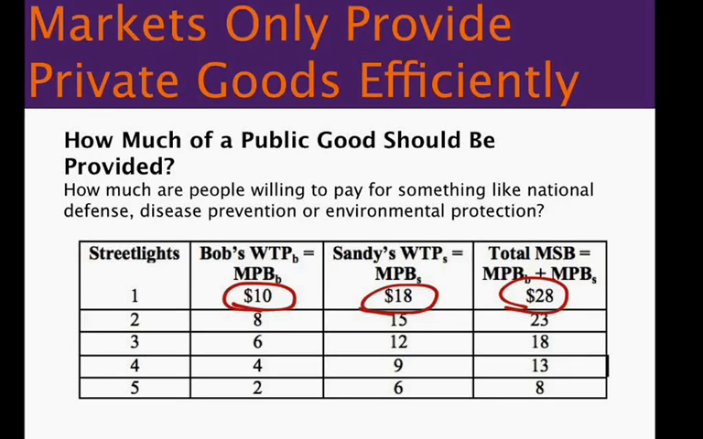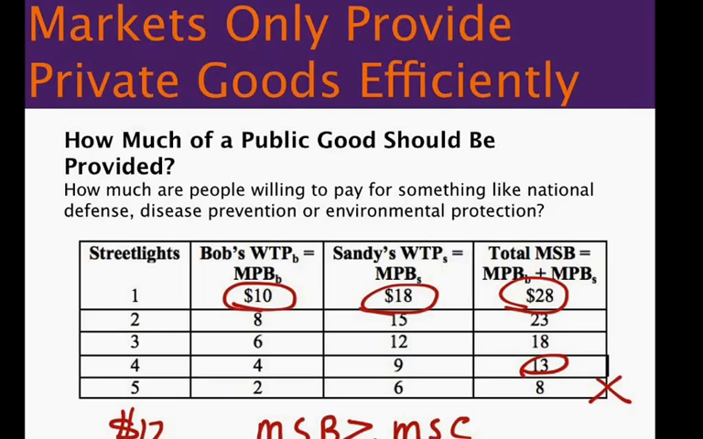Well, how many streetlights should the town government install then? It depends on the marginal social cost of the streetlights. Let's say that each light costs the town $12. The first 4 are going to be installed because marginal social benefit is greater than or equal to marginal social cost. Does that make sense? The first 4 are going to be installed. Boom. Does that make sense? The 5th will be inefficient, and they will not do that.